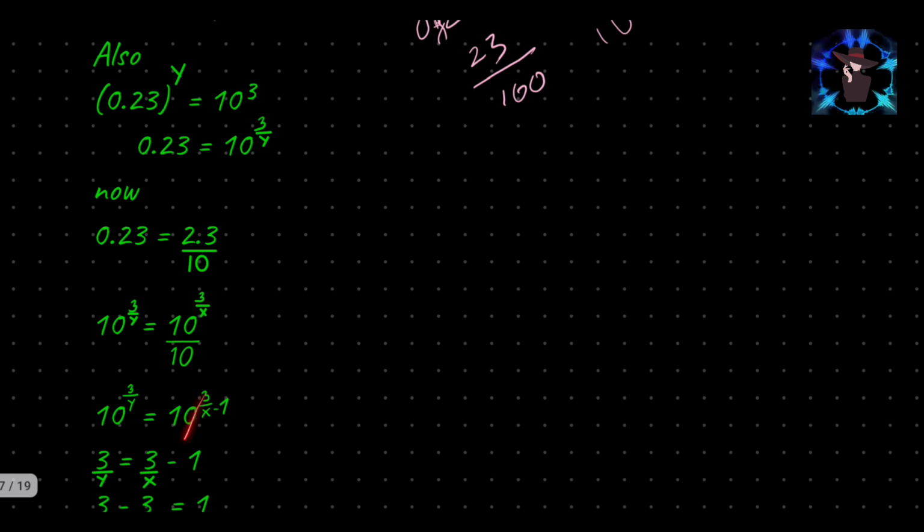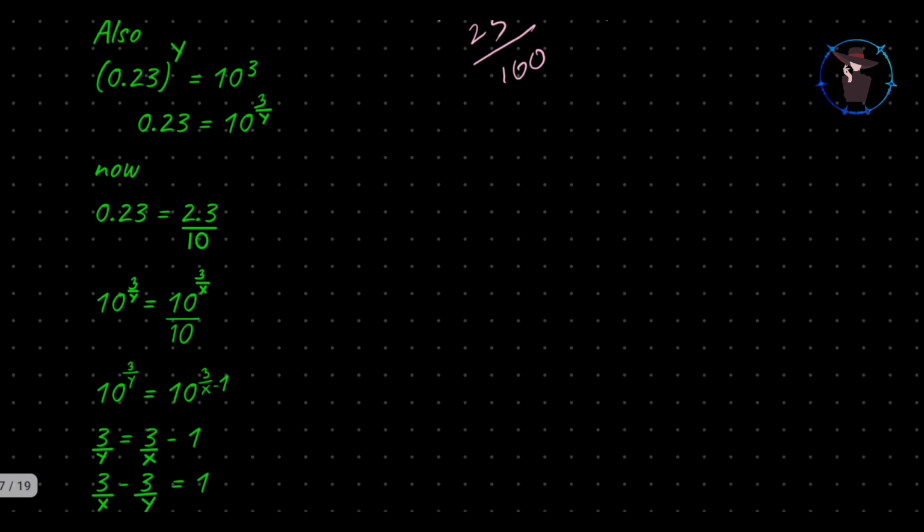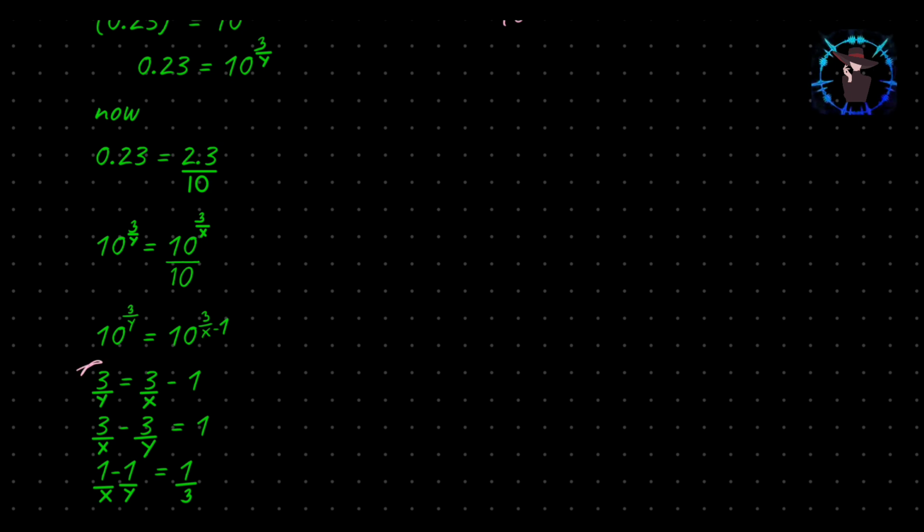Now 10 cancels on both sides. Remaining is 3 by y equals 3 by x minus 1. I'll just explain it from this step. We will send this 3 by y here and bring this 1 here, okay? So 1 turns positive: 1 equals 3 by x minus 3 by y. That is what we got here.